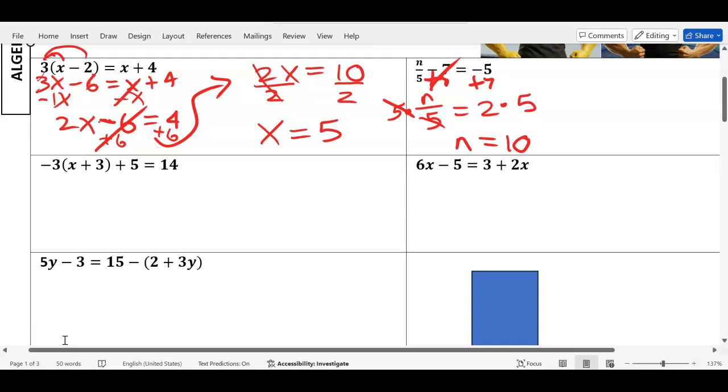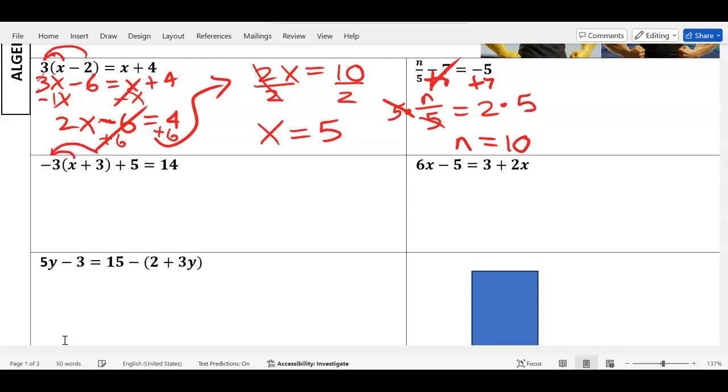Again, parentheses, just like the first top left one, I'm going to distribute. Negative 3 times x is negative 3x. Here's where it gets kind of complicated. Not complicated, but here's where we sometimes mess up. Negative 3 times positive 3 is negative 9, okay? Now there's an extra number here. You bring it down, plus 5 equals 14, all that.